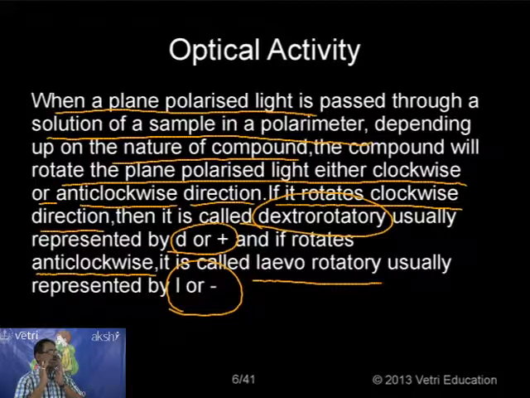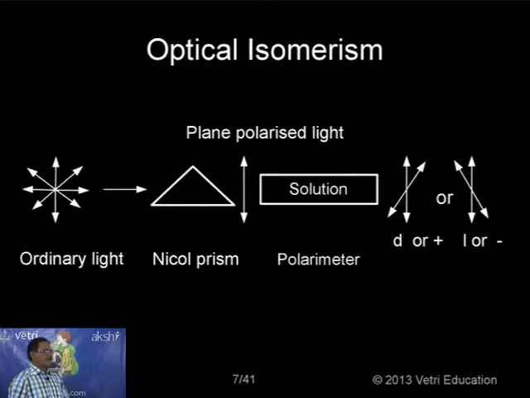So we pass plane polarized light through a solution of the sample in a polarimeter. If it is rotated clockwise, we call it dextrorotatory, usually represented by small d or plus. If it rotates anti-clockwise, we call it small l or minus. Let me explain that fact also. Now you can see the explanation.